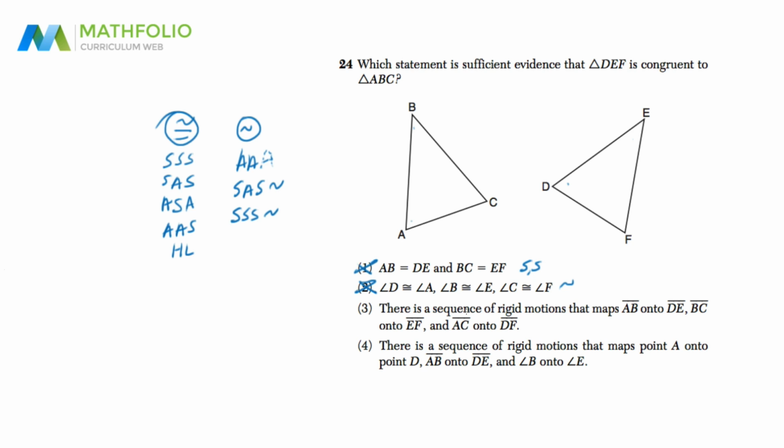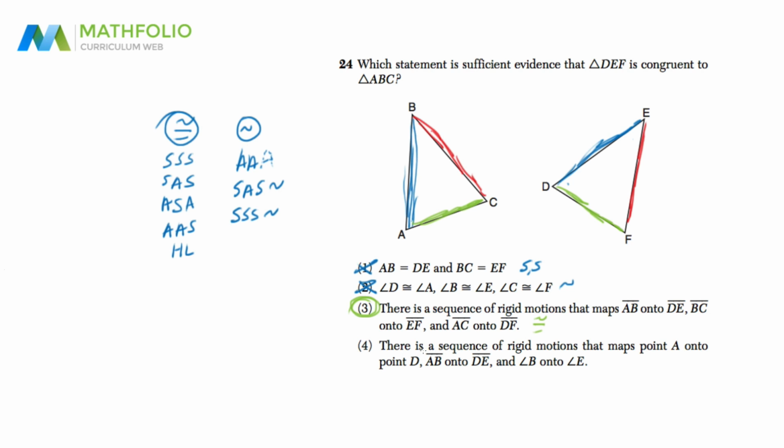Number 3, there is a sequence of rigid motions that maps AB, so AB would be like this segment here, that maps AB onto DE, so it'd be here, and also that maps BC onto EF, so BC is here, onto EF, and finally that maps AC onto DF. Well, if that was the case, that by rigid motions we can map each of these line segments onto the equivalent line segments, then that would be enough to prove that these are congruent. So through transformations, not just postulates, we can also prove congruency, and that would be option 3. That would be sufficient evidence.